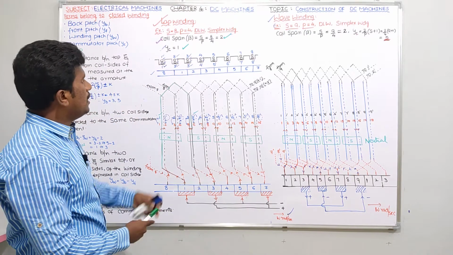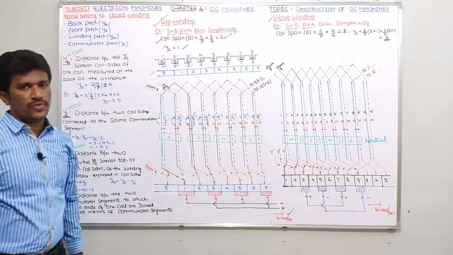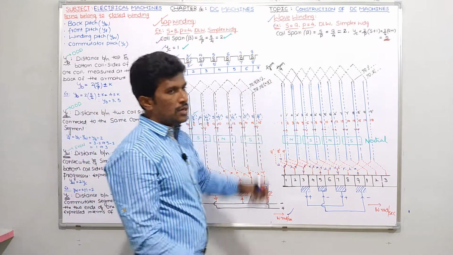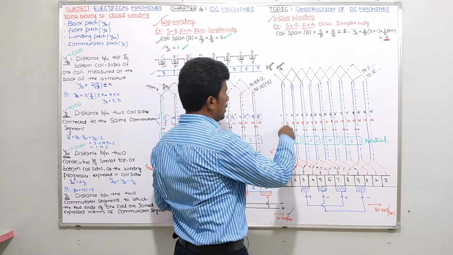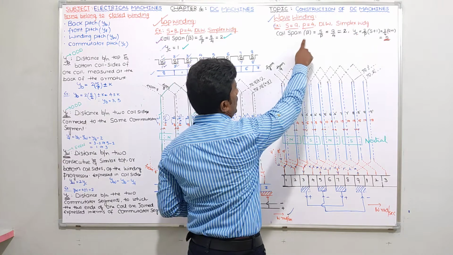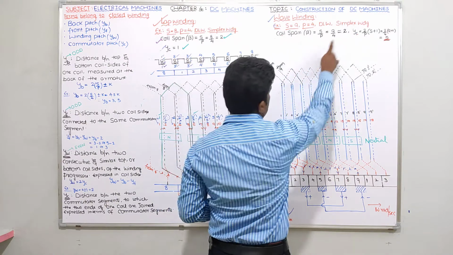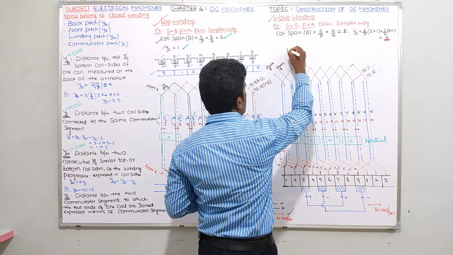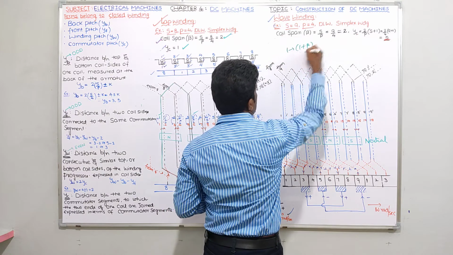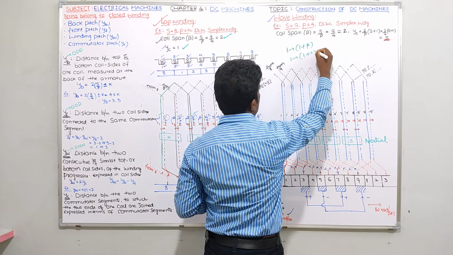So it's purely depending on your coil span beta and commutator pitch YC. If you take this wave winding, same thing only. If you see first conductor 1, so 1 is connected to what? 1 plus coil span, 1 plus beta, 1 plus 2 means what? 3. So 1 to 1 plus coil span, 1 plus beta, 1 plus 2, you get 3.